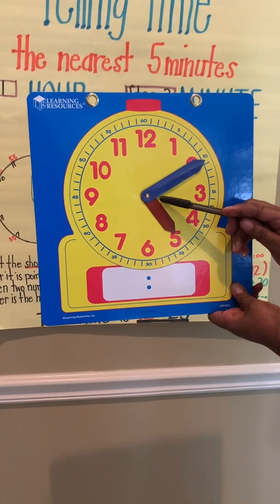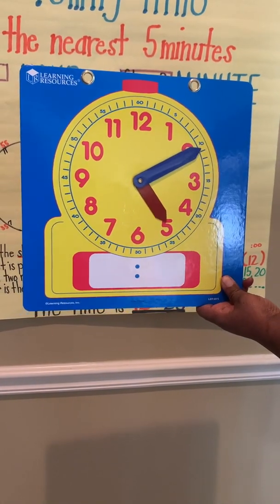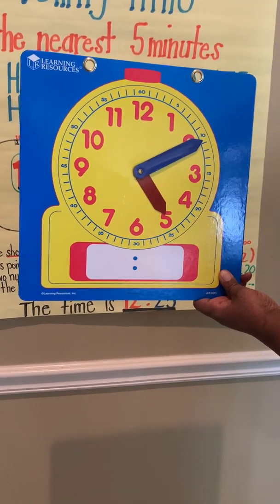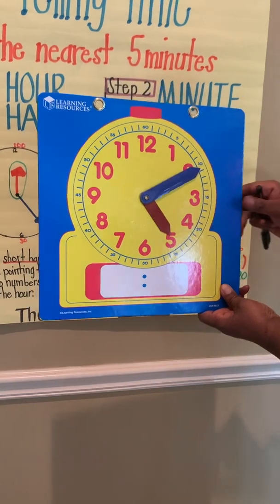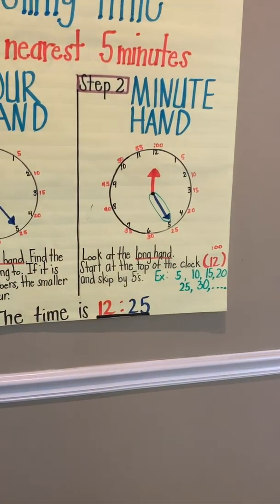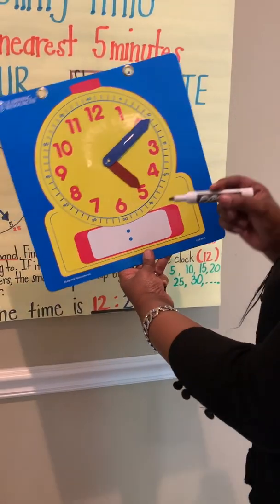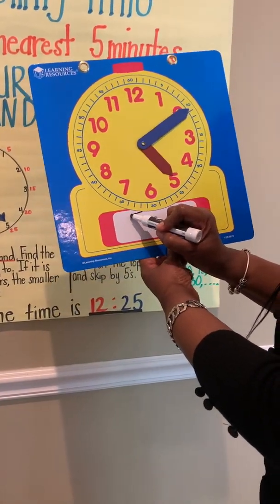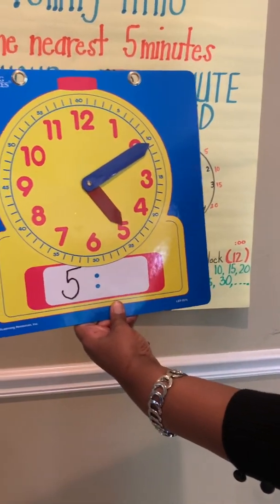Okay, so our hour hand is pointing directly on the what? 5. Very good. So I'm going to get my ink pen or my marker so I can write 5. Okay, because my hour is 5. Okay, very good.